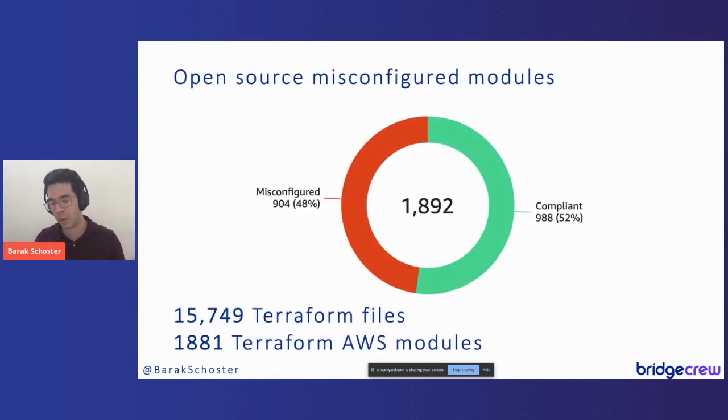So let's take a look at a small research that we've done inside Bridgecrew. In Bridgecrew, we've scanned randomly 1,800 different Terraform modules from the open source. And what we found is that 48% of those were misconfigured, meaning they had some kind of security risks, like unencrypted databases, open ports to the world, and we will see some of those examples. While 52% were configured correctly, it's still a lot of misconfigured modules in the open source.